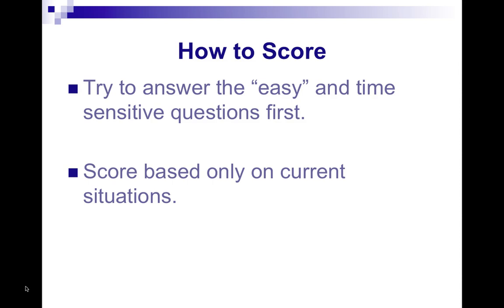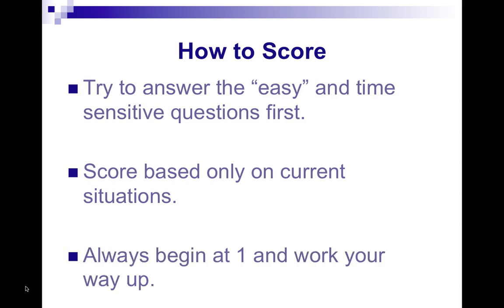or some of the raters come out for the quality, the QRIS program, it's going to be based on the day in which they're there. And then always begin at 1 and work your way up. We want to make sure that all of the indicators are marked. So all of the 1s, all of the 3s, all of the 5s, all of the 7s, all of those are marked for each item.